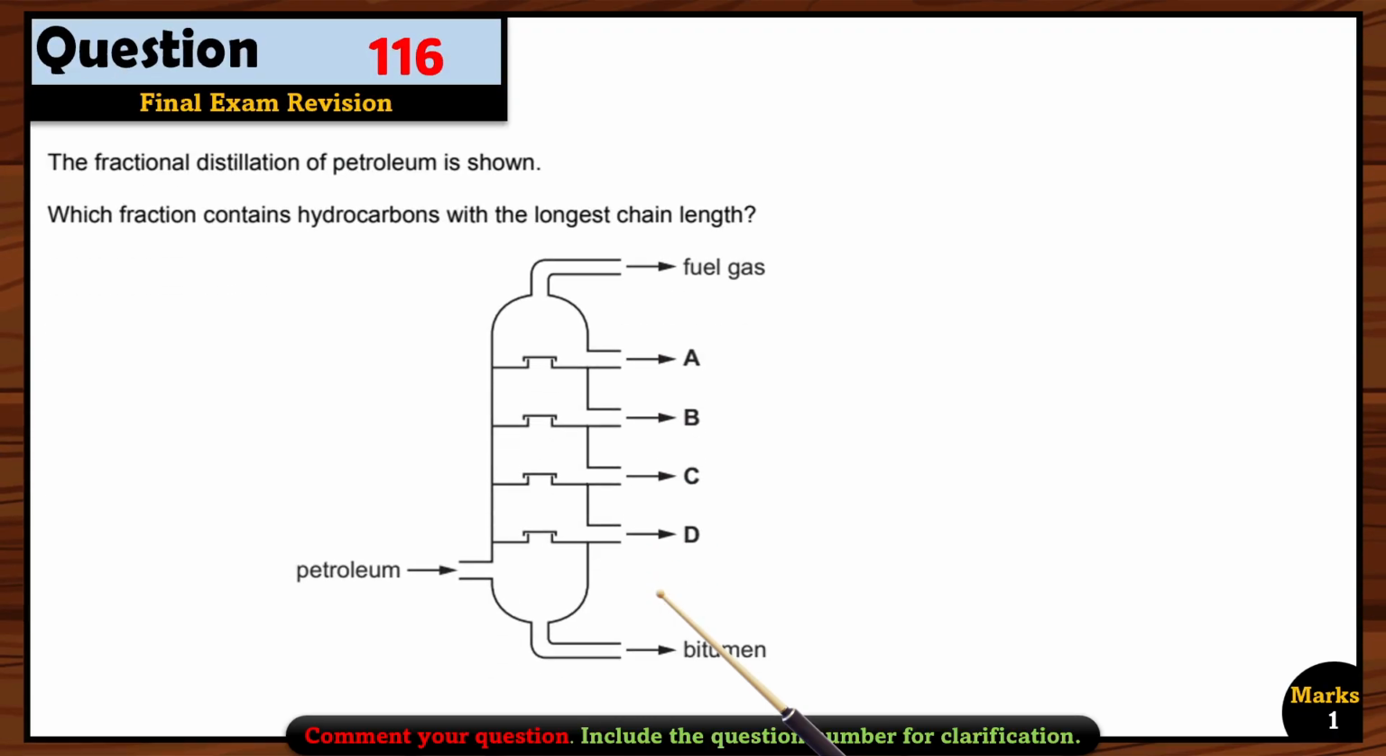Let's see question 116. The fractional distillation of petroleum is shown over here. Which fraction contains hydrocarbon with the longest chain length? Of course, any hydrocarbon that has the longest chain length will have the highest melting and boiling point. So it will stay at the bottom, right? At the bottom, you are going to get the hydrocarbon with the longest chain. So option D is the right option.